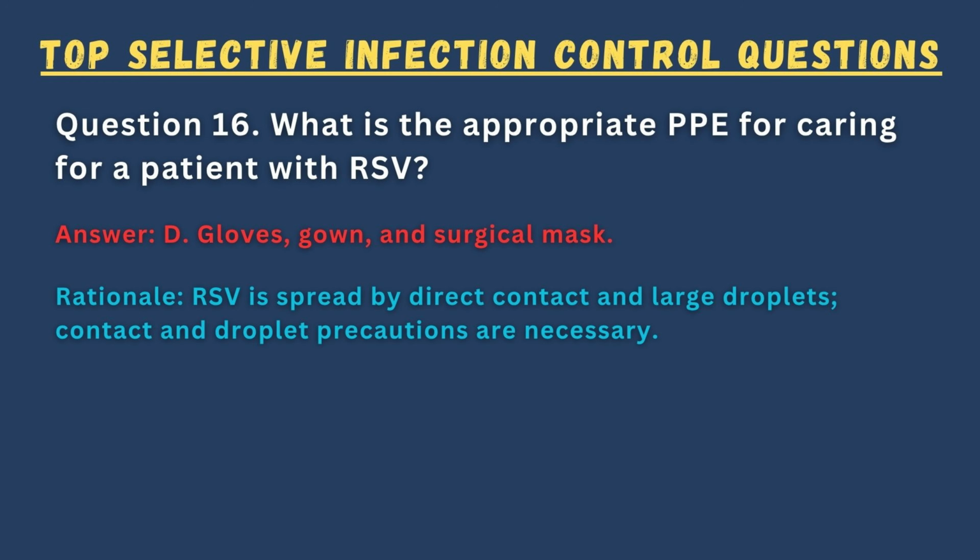Answer. D. Gloves, gown, and surgical mask. Rationale. RSV is spread by direct contact and large droplets. Contact and droplet precautions are necessary.